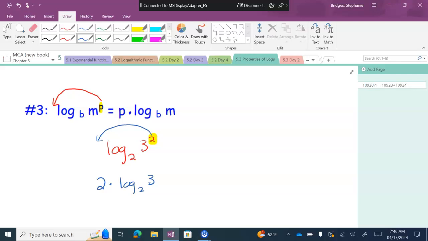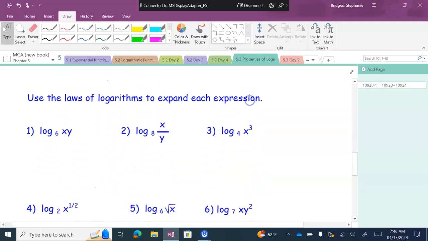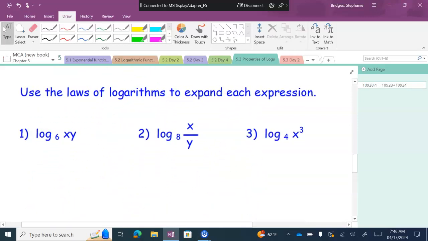Everybody ready? Okay. So we're going to start by taking a single log and expanding it into multiple, to make sure we're going the right direction. We're using the laws of logs, or the properties of logs, to expand each expression. That means I'm going to write it as multiple logs.